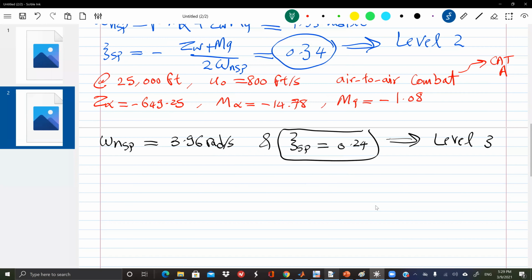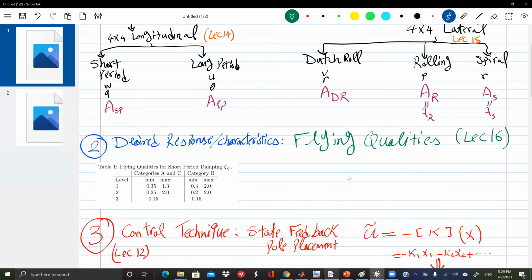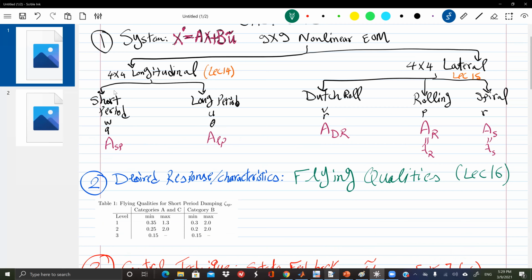Professor, is there a reason why, aside from just what we've been given, we are looking at the short period mode in particular? In reality, you're gonna look at all modes. This is a particular problem. It's about a single mode. When you do it for an airplane, you're gonna do it for all modes.